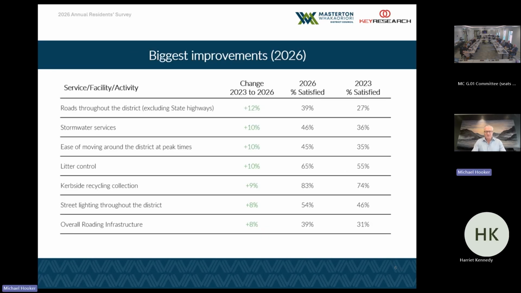So which attributes show the greatest level of improvements between 2023 and 2026? We've got some really good results coming through here. In particular, we see really strong improvements around perceptions of the roading infrastructure and the roading network. And we see some really strong improvements as well around some other core services provided by the council.